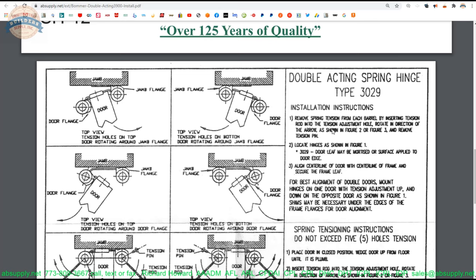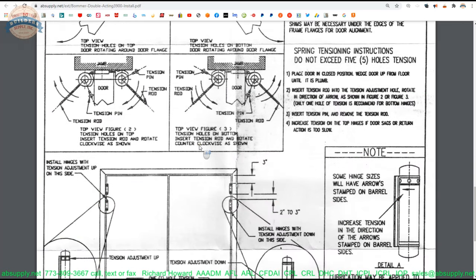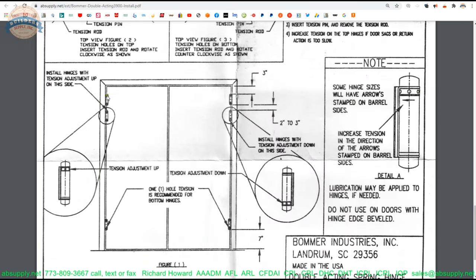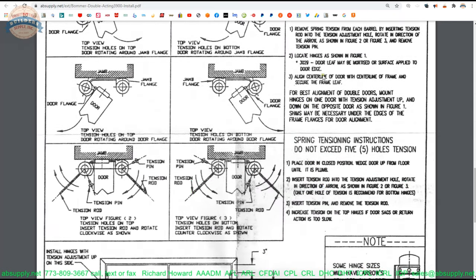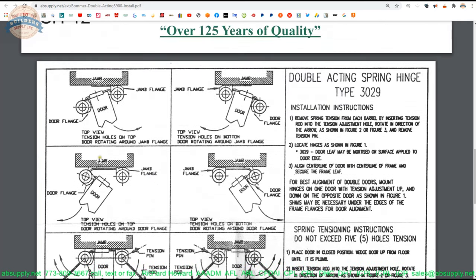So locate the hinges as shown in figure 1, which is down here. That's figure 1. This is where you'll place them. We just discussed that. The door leaf may be mortised or surface applied, as we've discussed. Align the center line of door with center line of frame and secure the frame leaf. So what they're saying is the center line of the jamb, the center line of the door, the center line of the hinge, that should all be together.